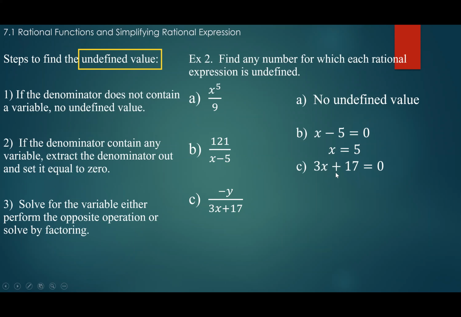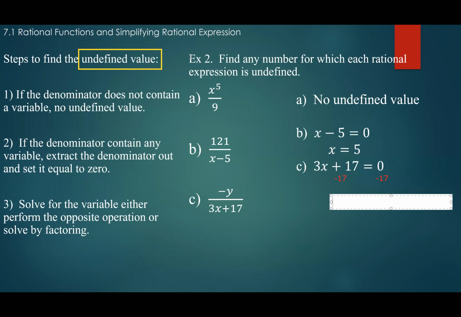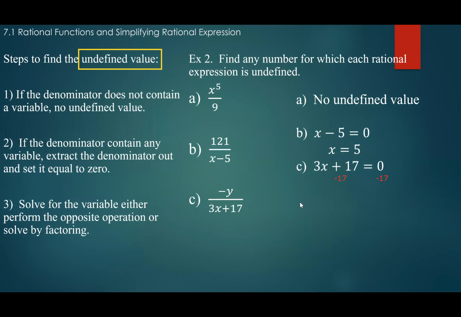Well, hopefully you say, I need to subtract the 17 on that side. The 17 and the negative 17 cancel out, and this is what I have. I subtract the 17 to give me 3x equal to negative 17.